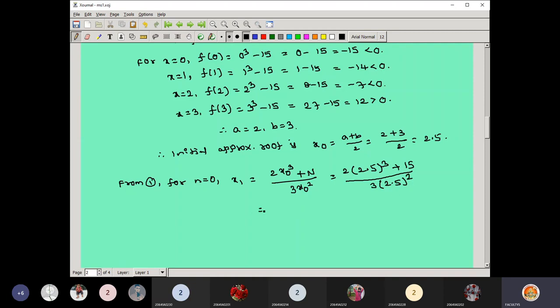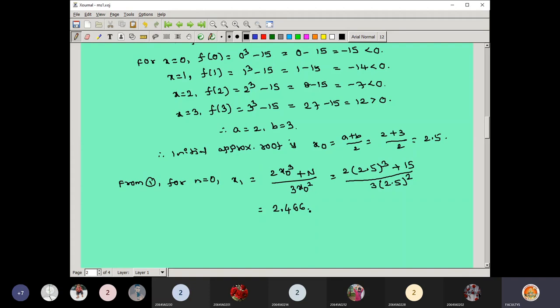You can use the calculator to get the value: 2, divided by button, 2.5, power button 3, next plus 15, overall divided by 3, and here 2.5, square button. So directly you are getting the answer 37 by 15, or I can write 2.466. So this is your first approximate root.